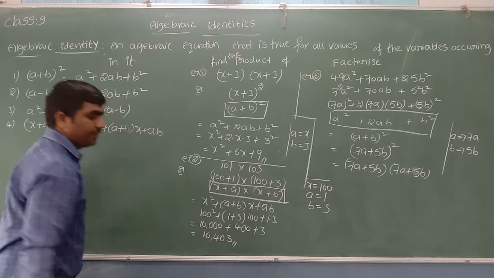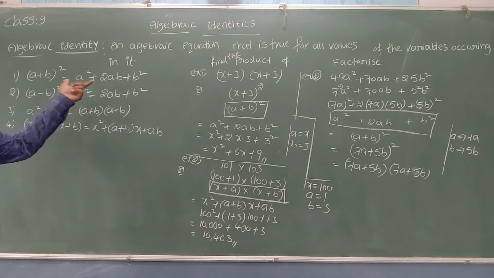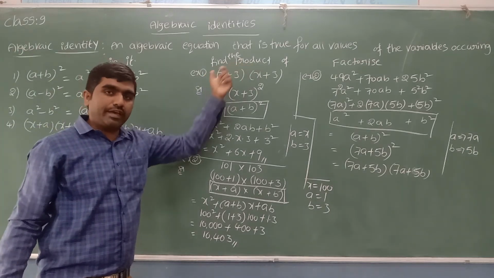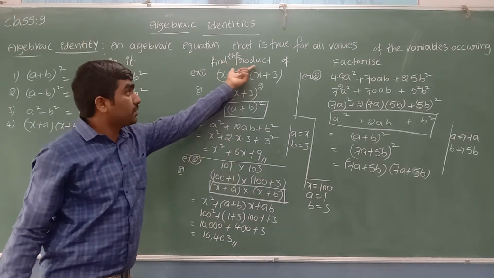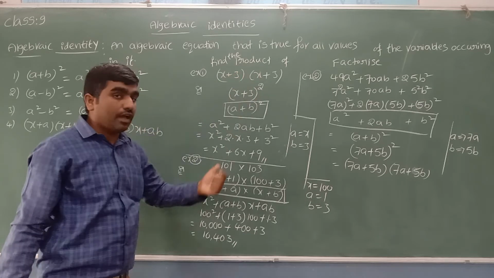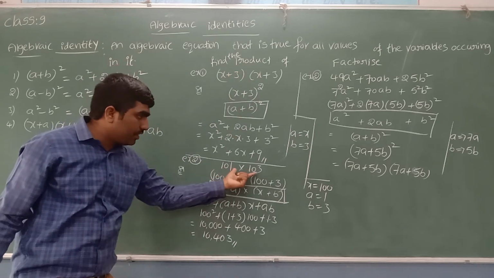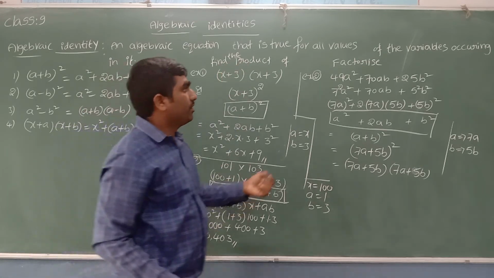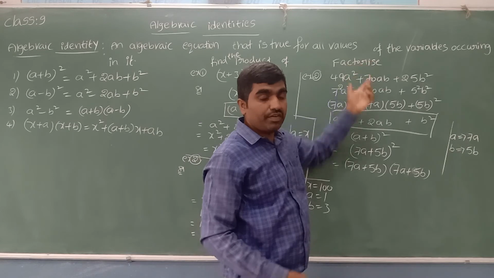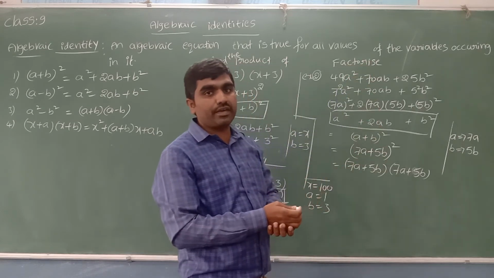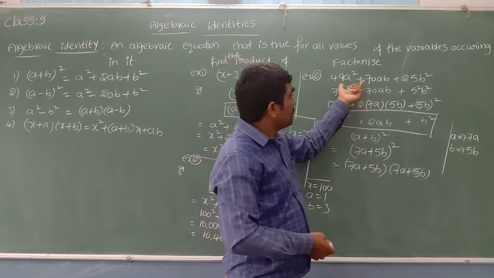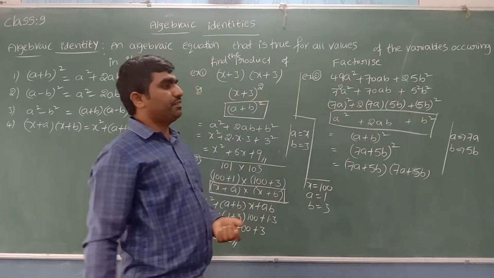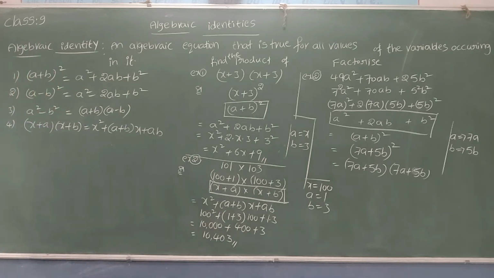Yes, we can write here now 10,403. So by using algebraic identities, we can find the product of expressions. We can find the product of algebraic expressions, and also the product of numerical expressions. Not only in the case of product, but also in the case of factorization, when they ask to factorize algebraic expressions, we can take the help of these algebraic identities.